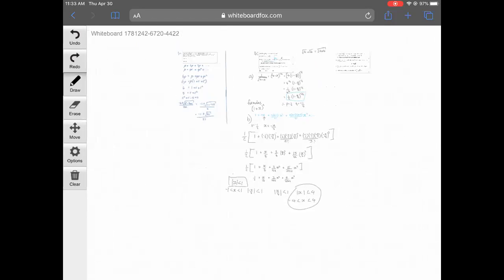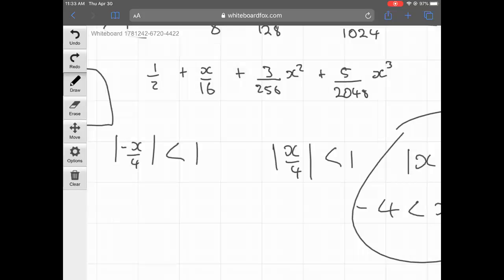Why did I just get rid of the negative sign from here to here? Because what the modulus function is doing is essentially just ignoring negatives, making everything positive. Okay. That's what it does.